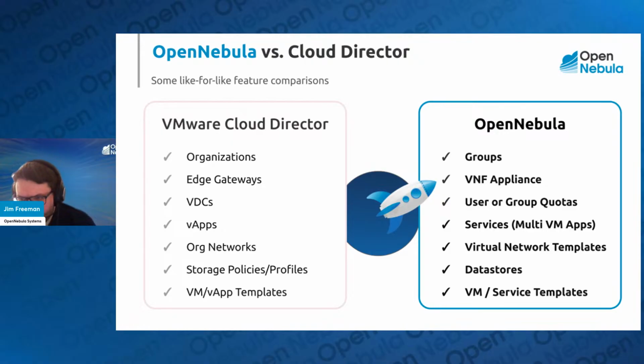The concept of data stores in OpenNebula is, I guess, not identical to storage policies and profiles in VCD, but you can have multiple of these data stores where you may have a higher tier or a lower tier and then price them differently based on what a user selects. So in terms of the actual benefit you get out of it, OpenNebula is identical there.